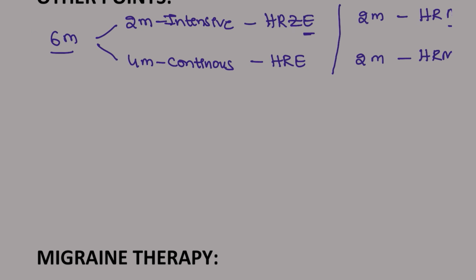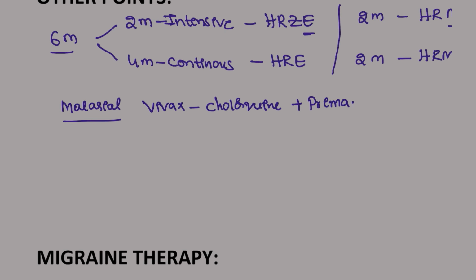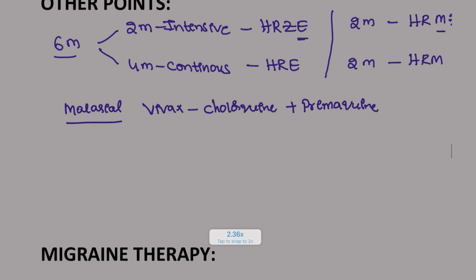Okay, next, moving on to the other classification that I want you guys to remember, the malarial drugs. What is the malarial therapy that we are going to follow? We have different types, right? In Vivax patients, we are going to give first chloroquine, and along with that primaquine. This is what we commonly follow for Vivax patients.